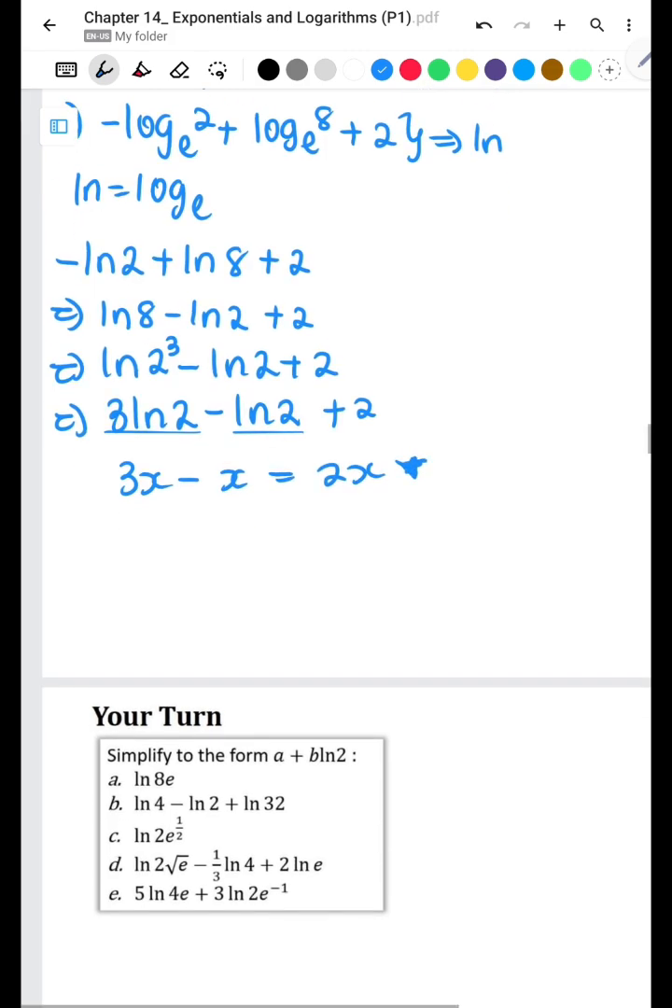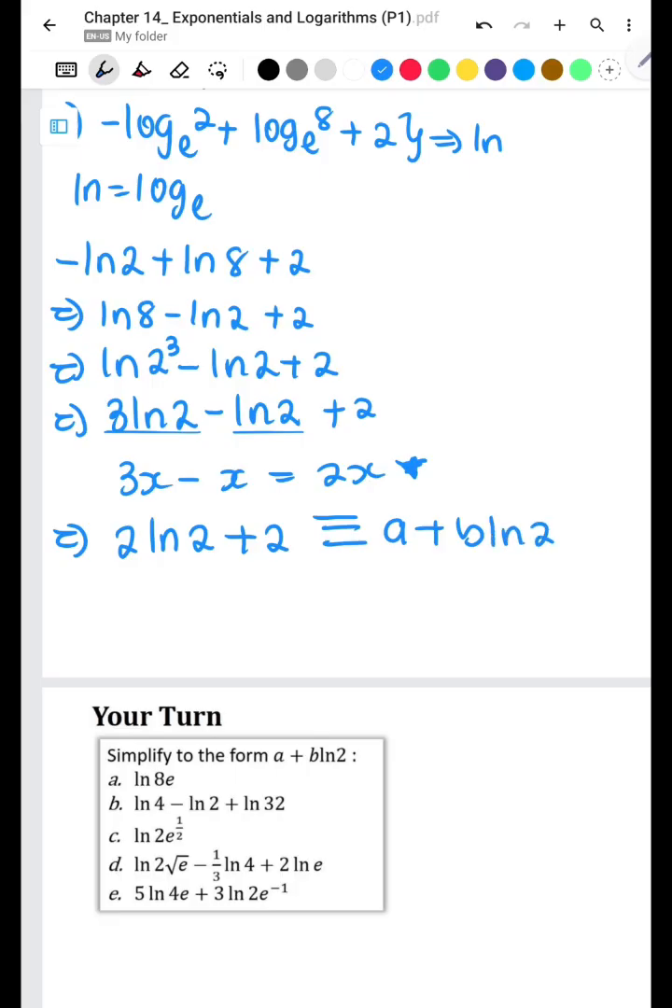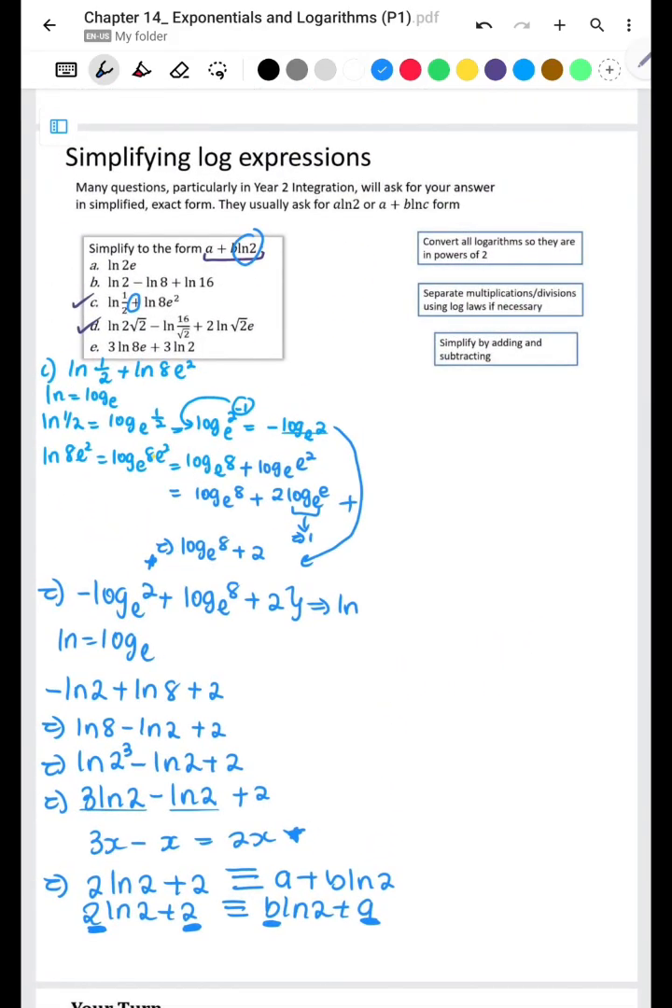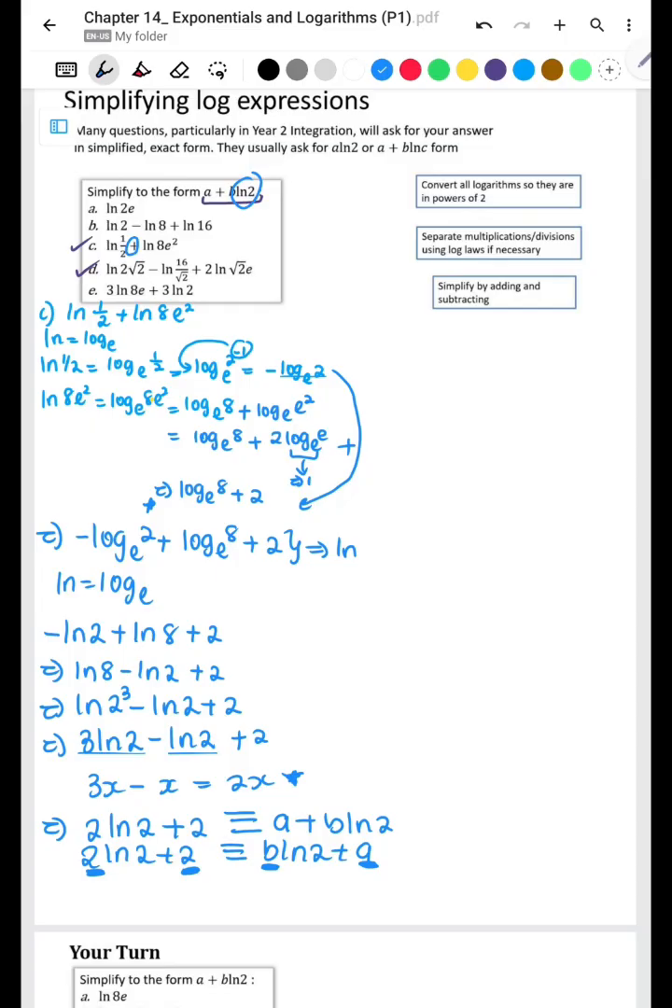This was just an explanation. So that implies 3 minus 1 is 2 natural log of 2 plus 2, which is similar to a plus b natural log of 2. Sometimes we can be asked to give the values of a and b, and here 2 natural log of 2 plus 2 is similar to b natural log of 2 plus a, where b is equal to 2 and a is equal to 2. So I would like to go to the D part. Yeah, the D part.